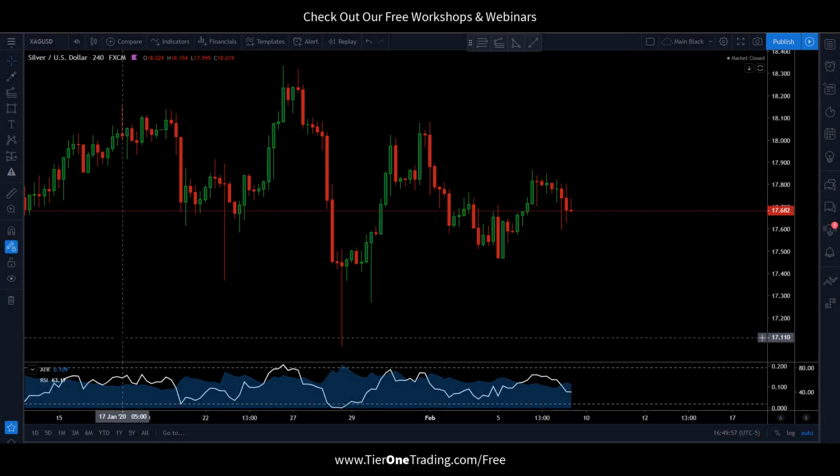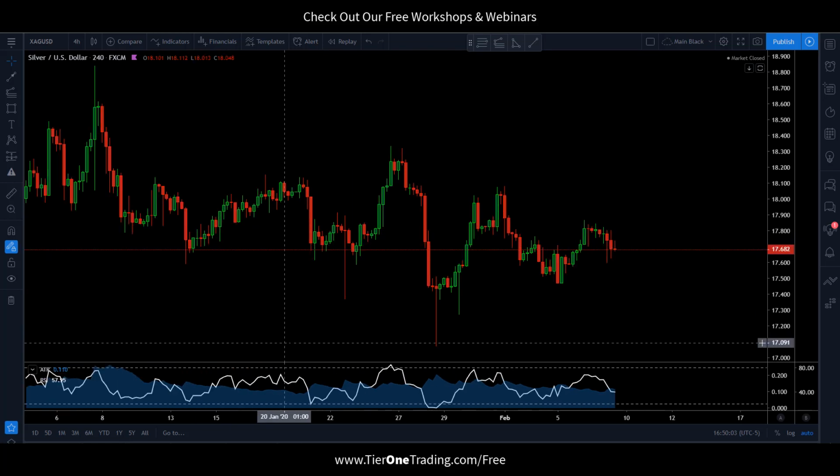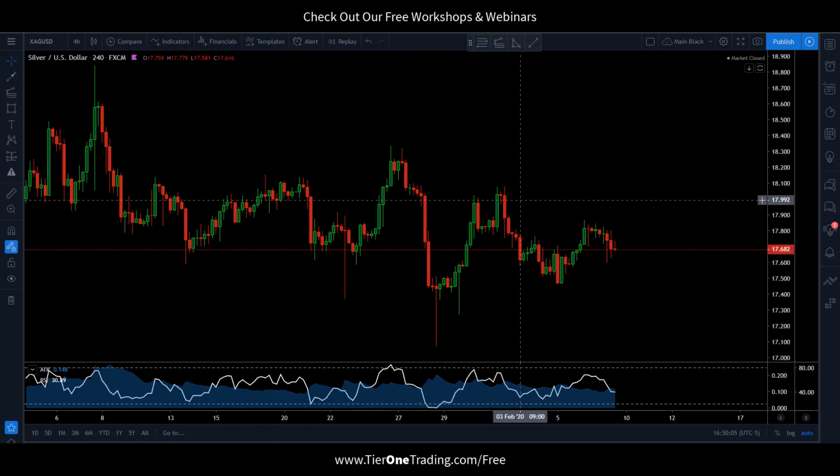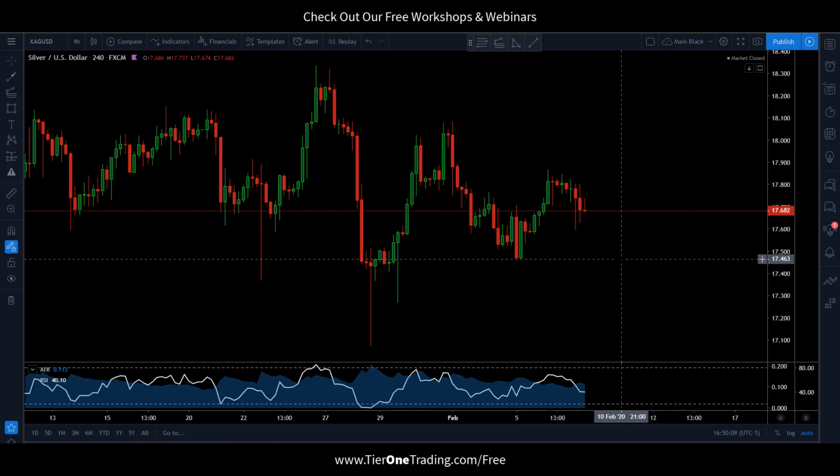The next setup that we're going to go to today is going to come on silver. And you can see silver has been in consolidation. We've gone up, we've gone down, we've gone up, we've gone down, we've gone up. But if you've noticed, the range has actually been getting smaller.